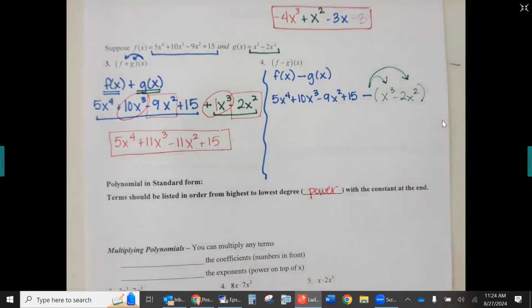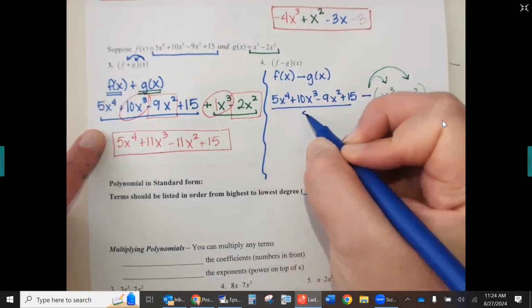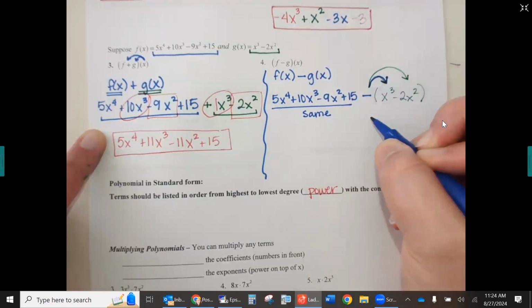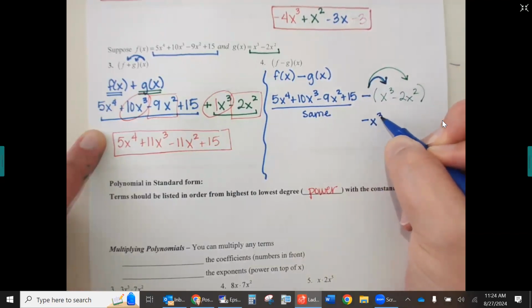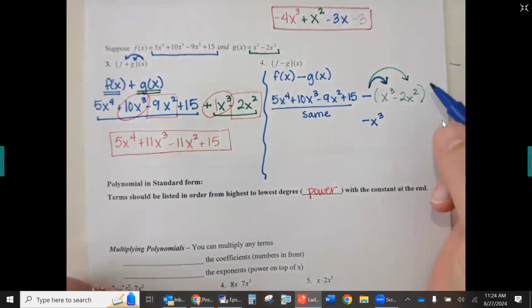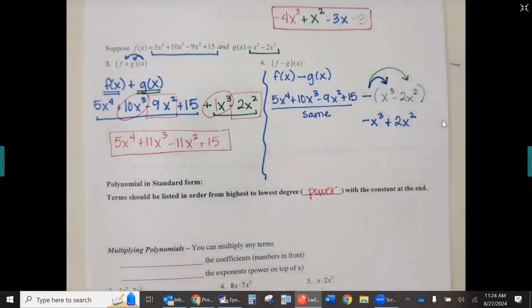From here, I'm going to be a little bit lazy and just put that all of this is going to stay the same. But it's just this second part that's going to change. I'm going to have a minus on my x^3. And what will I have on my minus 2x^2? Now it's a plus. Because remember, a minus on another minus makes it a plus.